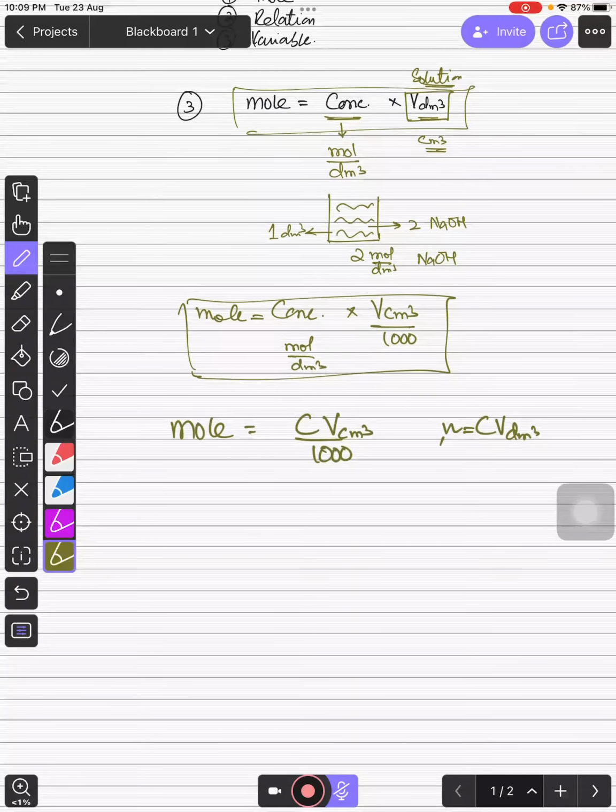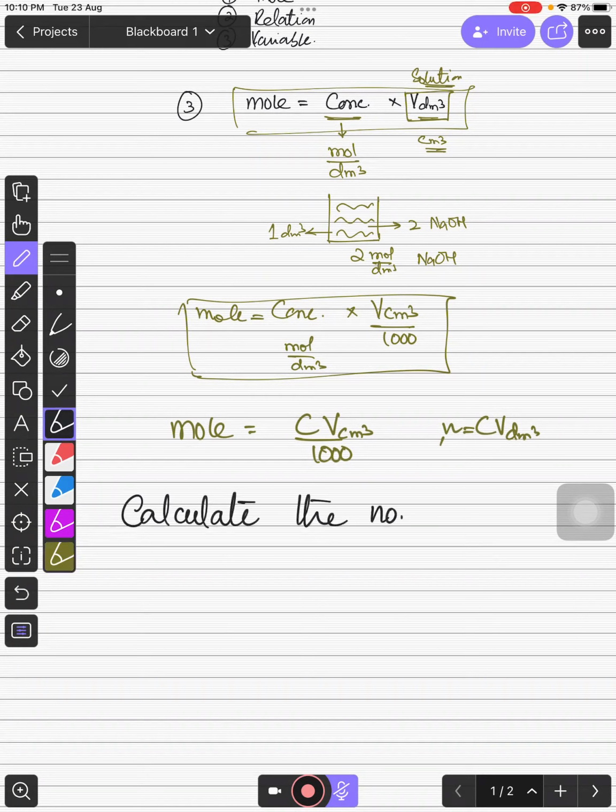Okay, so let's talk about some examples. We precise things, we understand things, we grasp things by examples, right? So for example, if I ask calculate the number of moles in 500 centimeter cube of 1.5 mole per decimeter cube NaOH solution.